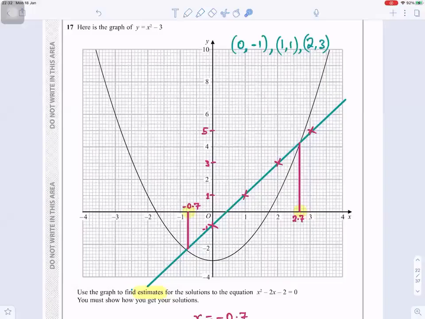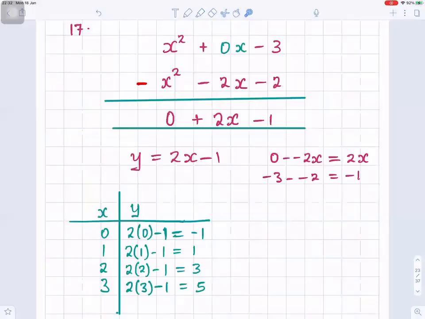Question number 17. Here is the graph of y equals x squared minus 3. Use the graph to find estimates for the solutions to the equation x squared minus 2x minus 2 equals 0. You must show how you get your solutions. The way it works is we can write, first of all, x squared plus 0x, because there was no x term, minus 3. And we have x squared minus 2x minus 2.